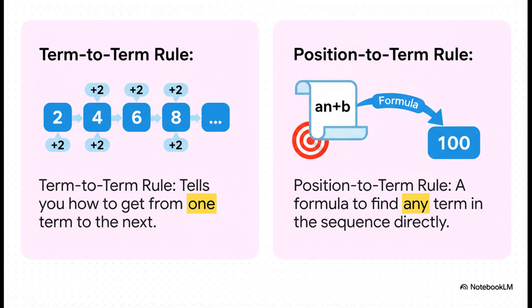But what if the exam asks for the 100th term? You're not going to sit there adding 399 times. That's where the position-to-term rule, the nth term, comes in. It's a powerful little formula that lets you find any term you want just by plugging in its position. It's a total game changer.